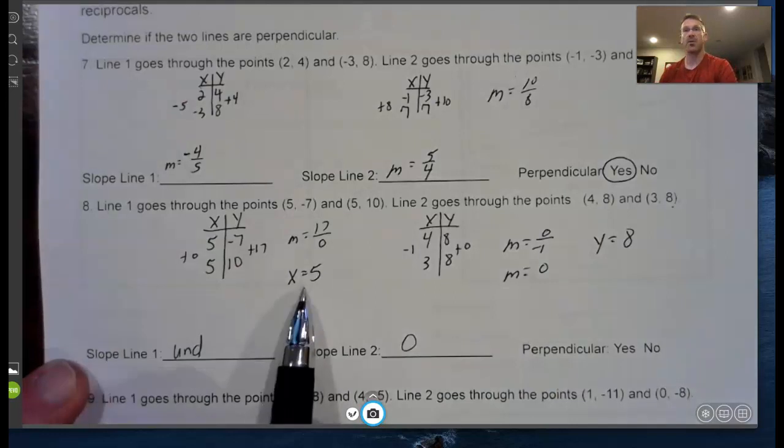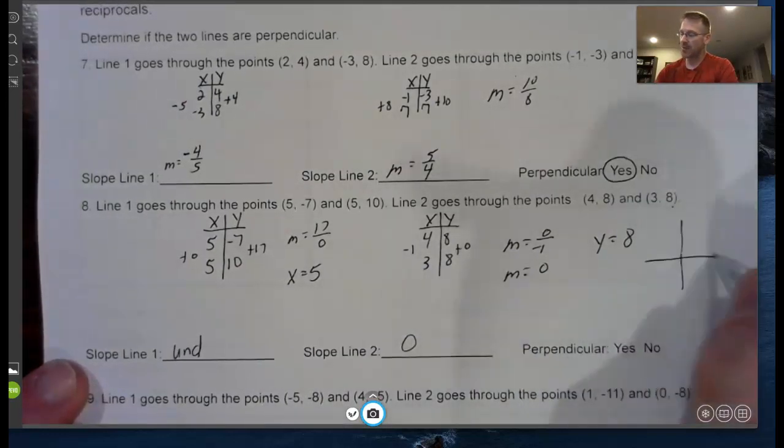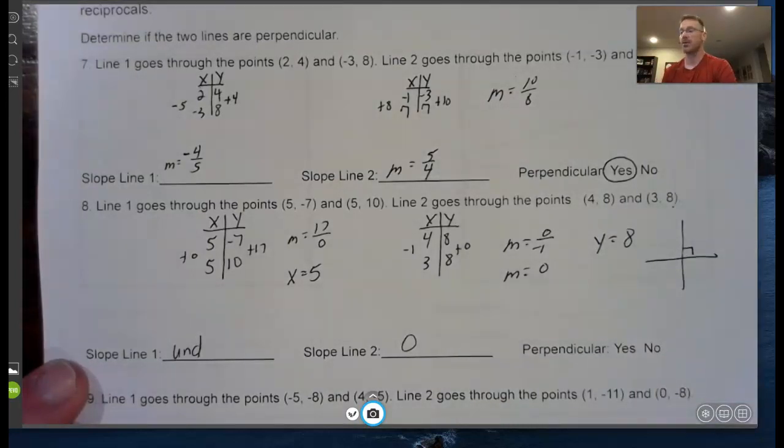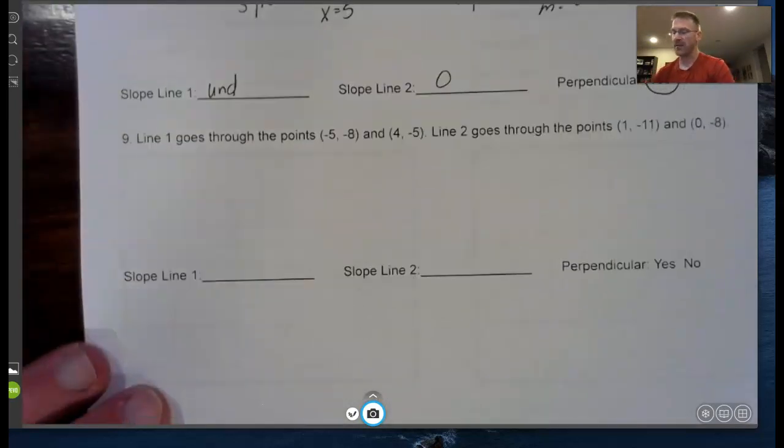So I have one vertical line, and I have one horizontal line. And we talked about that. If I have one of each, we know that we are going to get those right angles. So these are, in fact, going to be perpendicular. One more numerical example here before we move on to graphing.